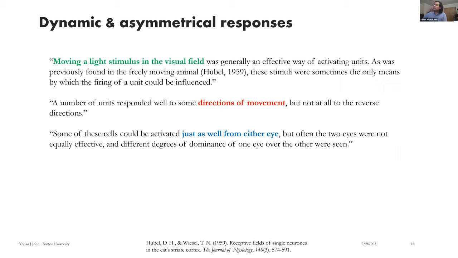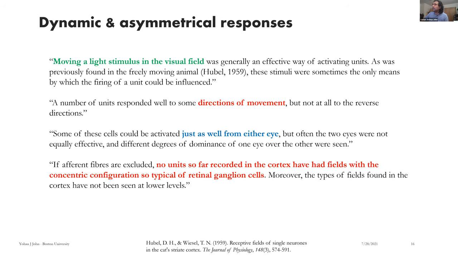And some of those cells could be activated just as well from either eye. So we see this binocular cooperation, but not for all of them. So already we're seeing some kind of multiplexing of inputs to produce these different sorts of responses. If afferent fibers are excluded, no units so far recorded in the cortex have had fields with the concentric configuration so typical of retinal ganglion cells. So those on-center, off-center patterns, not at all. At least they didn't find any with that kind of symmetry.